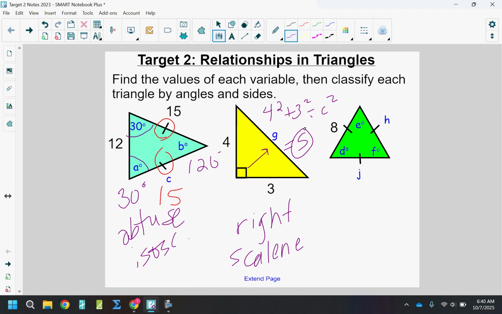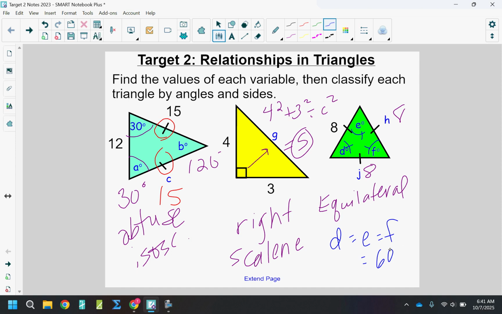In the green triangle, I can see tick marks showing that the three sides are congruent. So this is an equilateral triangle. Equilateral means all three sides are congruent, so they're all going to be 8. And then if all three sides are congruent, we talked about how all three angles are congruent, so it's also equiangular. So angle D will be equal to angle E will be equal to angle F, and all those will be 60 degrees. So we could call this an equilateral equiangular triangle.